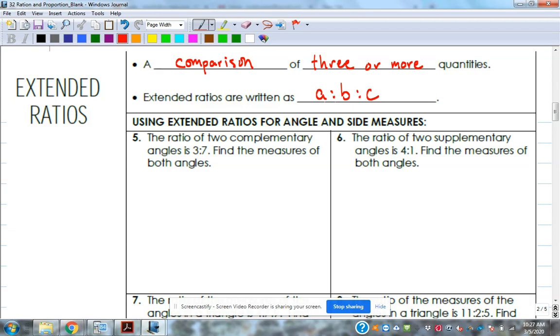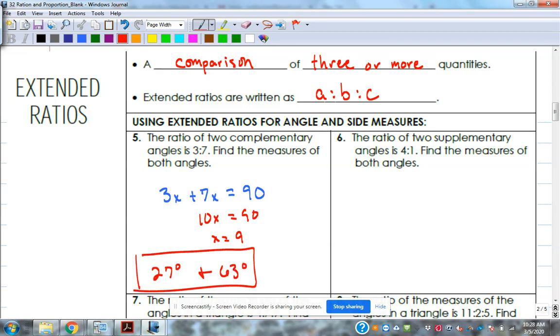Number 5 asks us, the ratio of 2 complementary angles is 3 to 7. What's the measure of both angles? So complementary angles, what do we know about those? They add up to be 90, right? If the ratio is 3 to 7, then 3x plus 7x would equal 90. We don't know how much x is, but we're going to find out. So 10x equals 90, x is equal to 9, and the two angles are 27 degrees, and 7 times 9 is 63 degrees. So applying it to a geometric idea, if angles are in ratio and they're complementary, this is kind of how you're going to set that up.